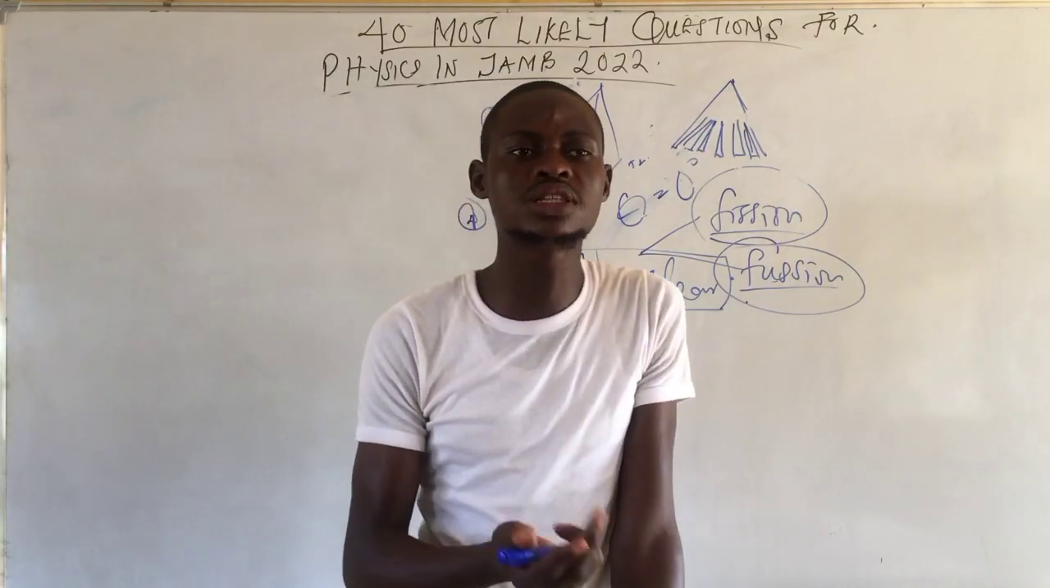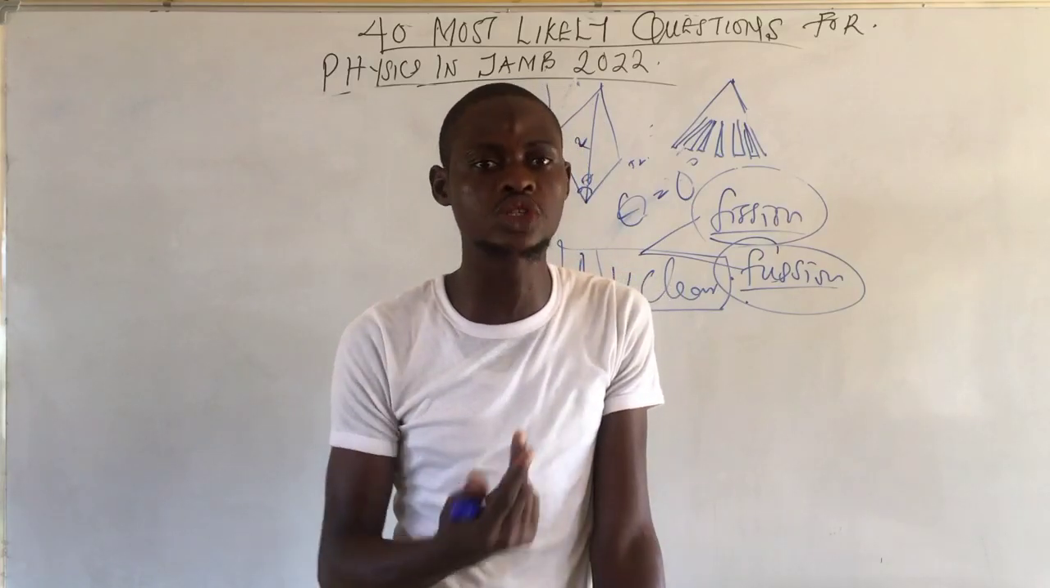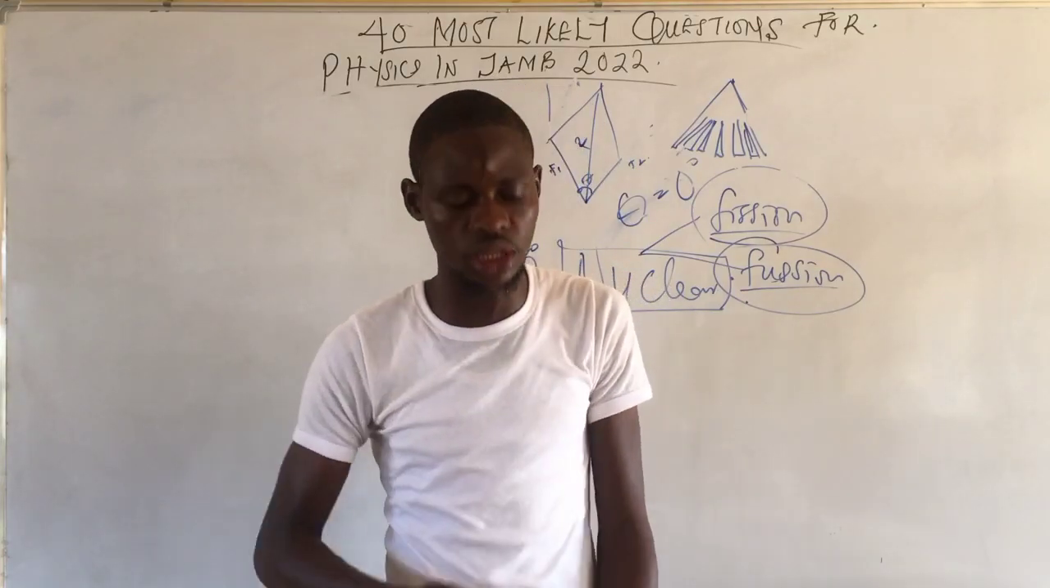Altogether, mercury is mostly used in thermometers just because mercury does not wet glass. That is why we use mercury in thermometers as a thermometric liquid.